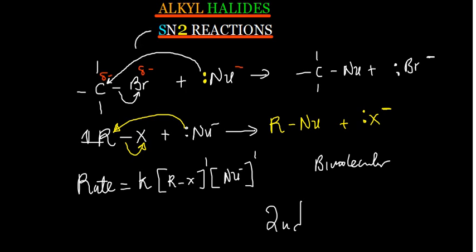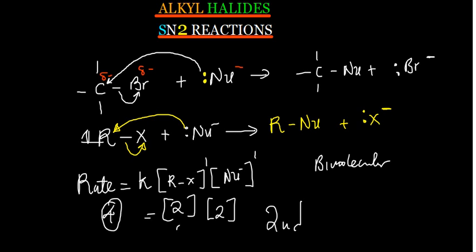Now the S here just stands for substitution. The N is representing nucleophilic, and then the 2 is the one which is representing bimolecular. So this is it about Sn2 reactions. Now let's get to understand them a bit in detail. Just from the rate law expression we've written here, it means if I double the concentration of the nucleophile and I double the concentration of the alkyl halide, then the rate is going to increase by a factor of 4.